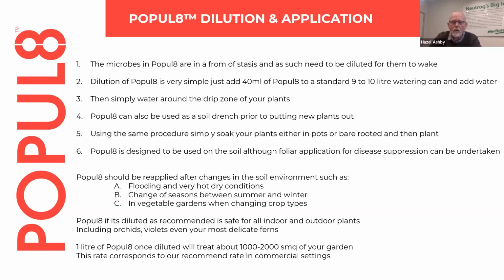If you've had a really hot, dry spell for a week or 5 days or longer, put Populate back out. Again, drying kills a lot of the microbes, okay? Some will survive, but others will get killed by those conditions. The change of seasons between summer and winter, obviously here you've got a major change.